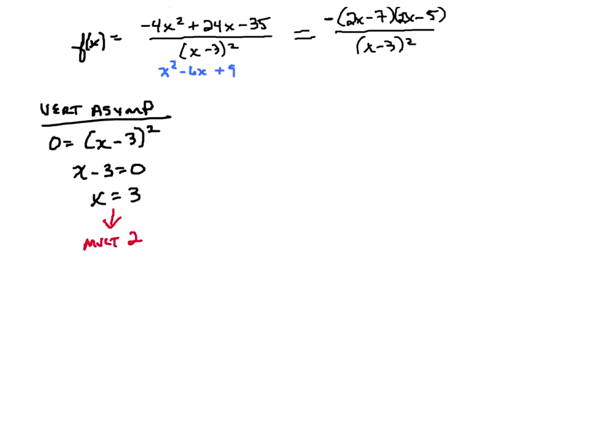Okay, so it is important for me to note that this particular asymptote had a multiplicity of 2, and I'll show you why that's important later on when we graph these things. But I knew that it had a multiplicity of 2 because it was squared there. Okay, horizontal asymptote.